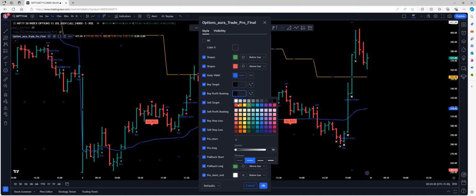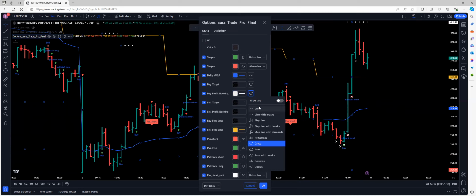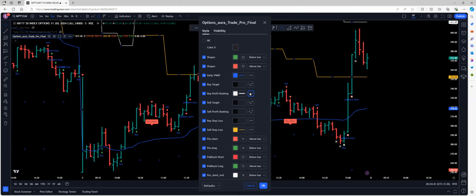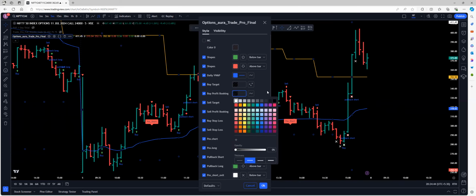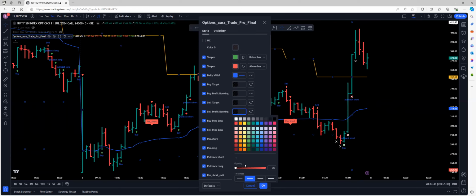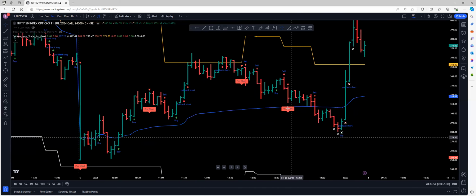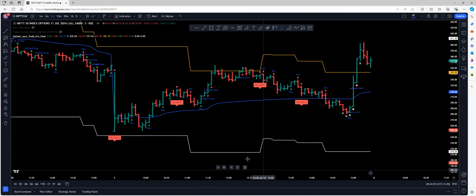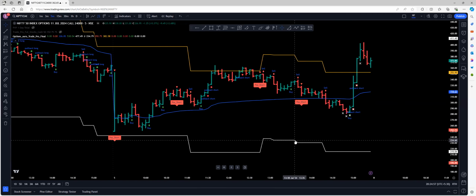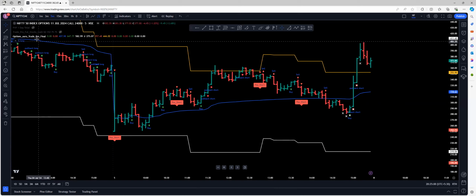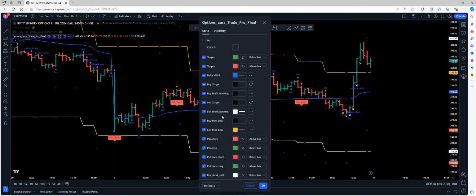I use a white color line to book my profits, by the profit booking level. Okay, let me plot it via line. Sorry, no, this is not buy profit booking, this is sell profit booking. Okay, so I just use my white color line. So this is your profit booking level actually. This is your profit booking level. Okay, and you have targets also.